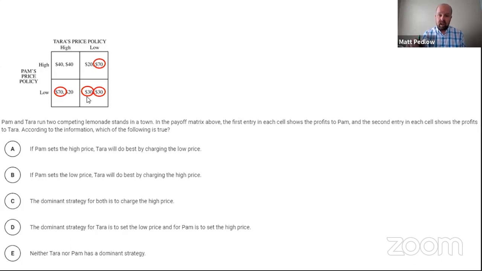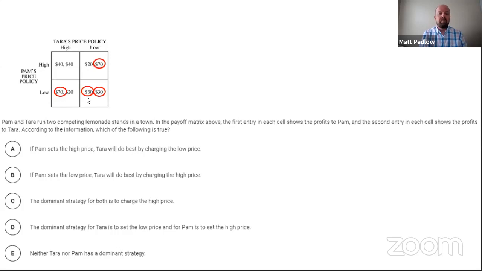And since Tara's always going to go low too, there's a Nash equilibrium. They're both always going to end up going low and earning $30. This is why game theory is so fun. Look at the payoff matrix. Just like back at the prisoner's dilemma, what should those two have done? Both not confessed. Both Tara and Pam should have set the high price.